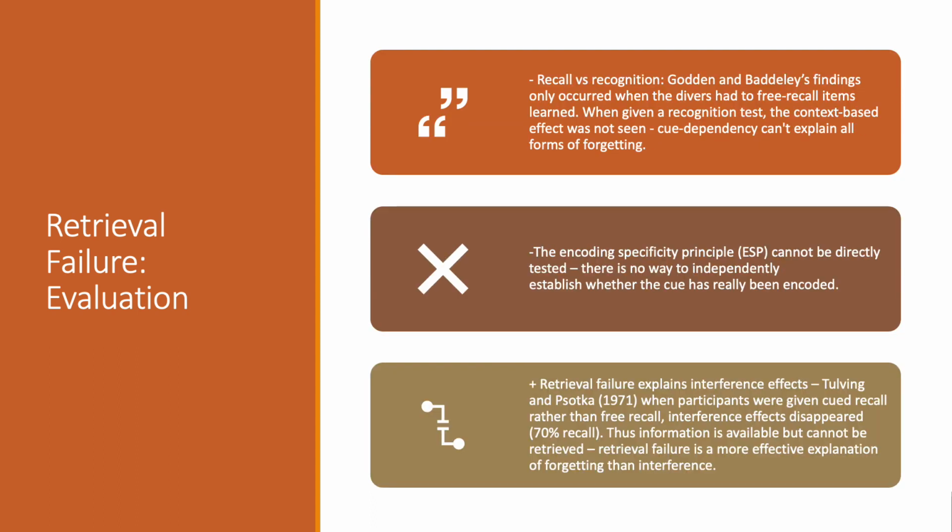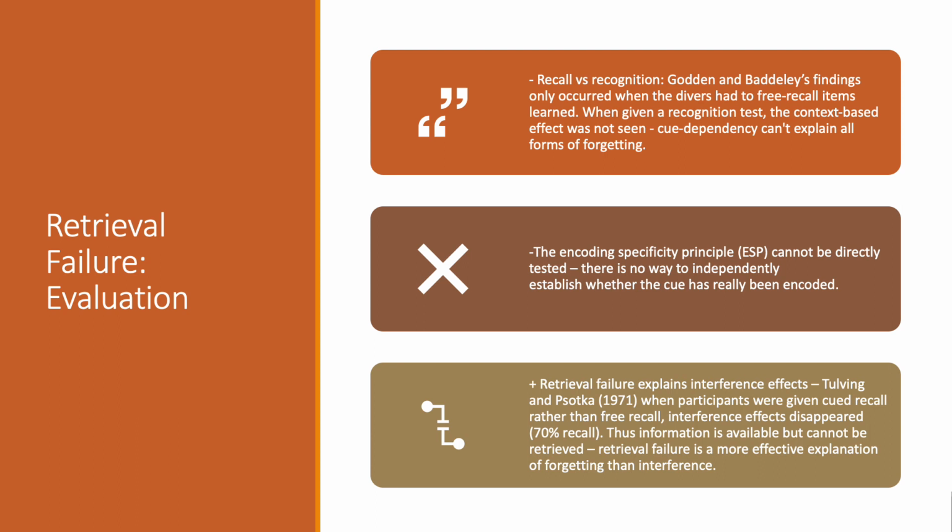Another weakness is this idea of recall versus recognition. It was found that Godden and Baddeley's findings only occurred when the divers had to free recall items. When they were instead given a recognition test, the context-based effect wasn't seen, so it didn't matter where they learnt the information or where they recalled the information. Cue dependency can't therefore explain all forms of forgetting.